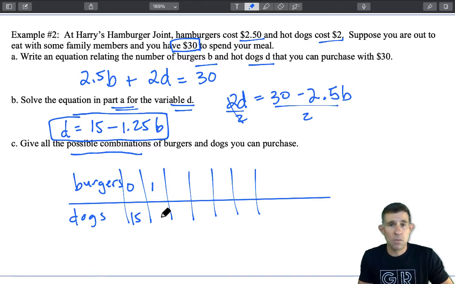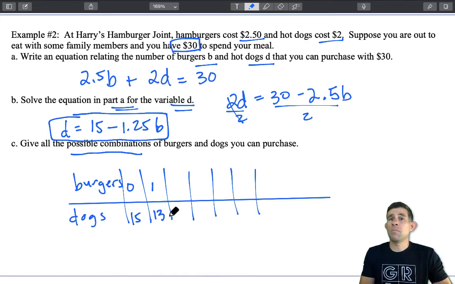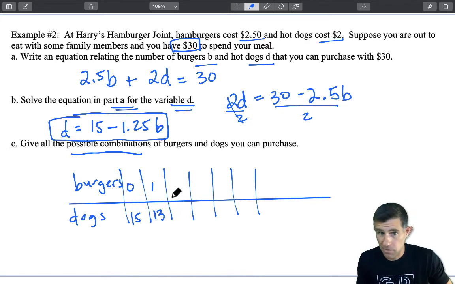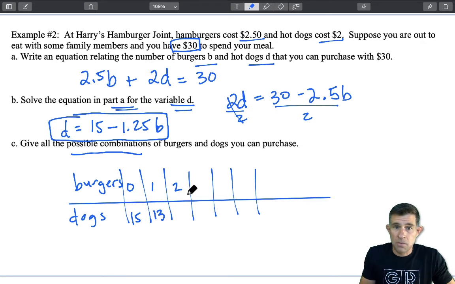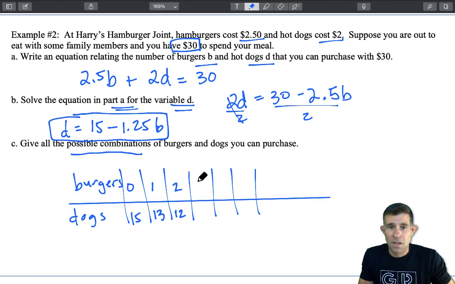Next up, I could buy 1 burger. If I do that, it's going to cost me $2.50. And I no longer can buy 15 dogs, and I can't buy 14. I have to round all the way down to 13, because keep in mind, you can't buy half a hot dog. Next up, I could go 2 burgers, which would be a total of $5 on burgers. That would leave me a remaining $25 for dogs, which would give me 12 dogs that I could purchase.